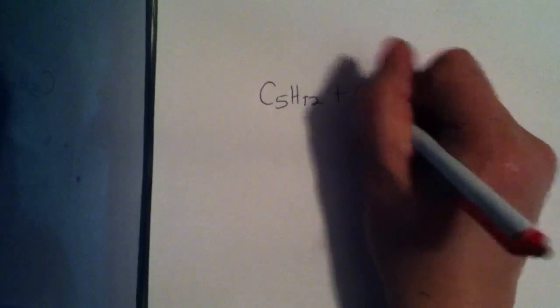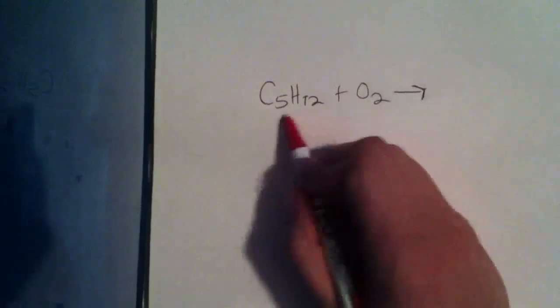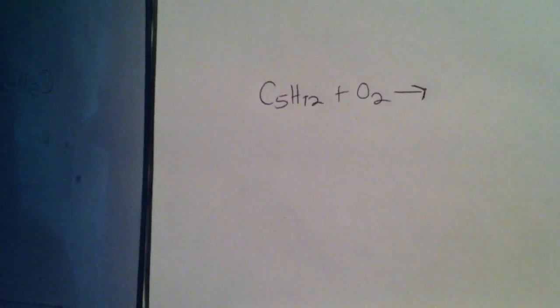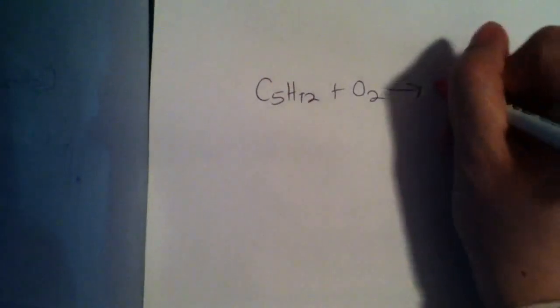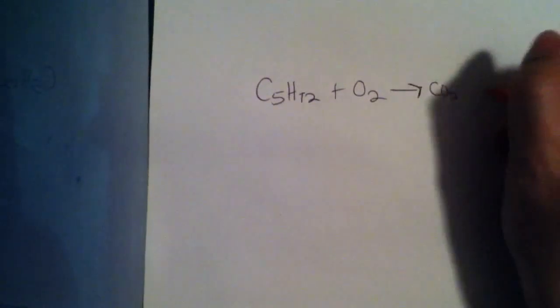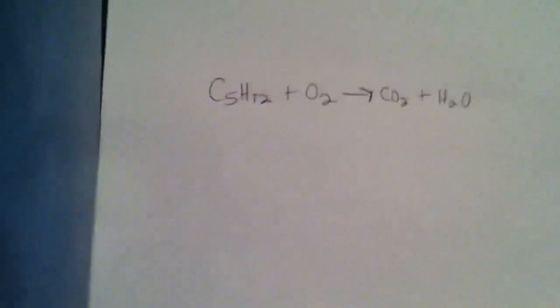C5H12, and we are combining that with oxygen. Okay, now if we take a look at this, we are going to notice that we have a hydrocarbon and we have an oxygen. So that tells me that I'm going to have a combustion reaction, which combustion reactions are going to give us carbon dioxide and water. Okay, oops, can't see that, sorry.